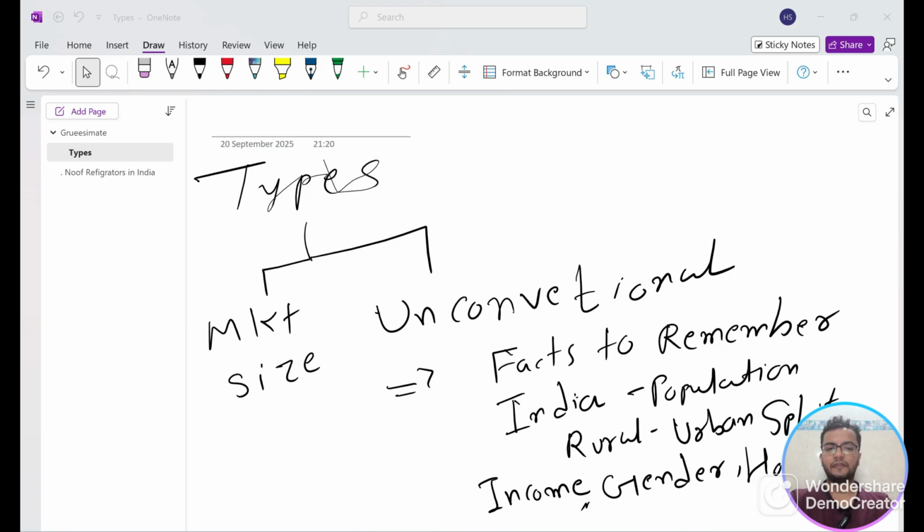There can be unconventional guesstimates also. Suppose one example is the number of fresh lakes in India or in the world. That's one guesstimate that I saw. I remember I saw it during one of my interviews. So these are the types of guesstimate.